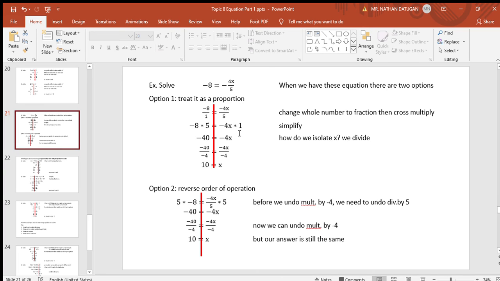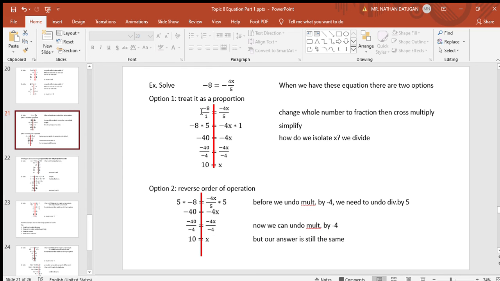Now let's try one with multiple operations, but in this case we don't have addition and subtraction. We have multiplication and division. So now we have negative 8 is equal to negative 4x over 5. You have two options. The first option is you treat it as a proportion. But before you do, change negative 8 to a fraction. So it's going to be negative 8 over 1.